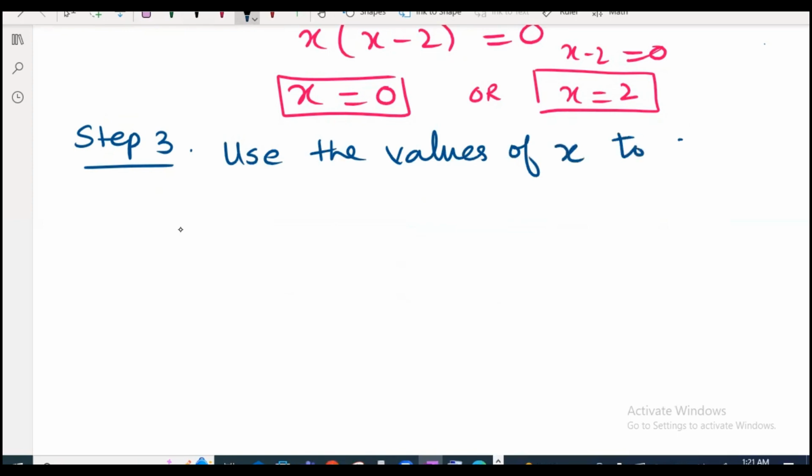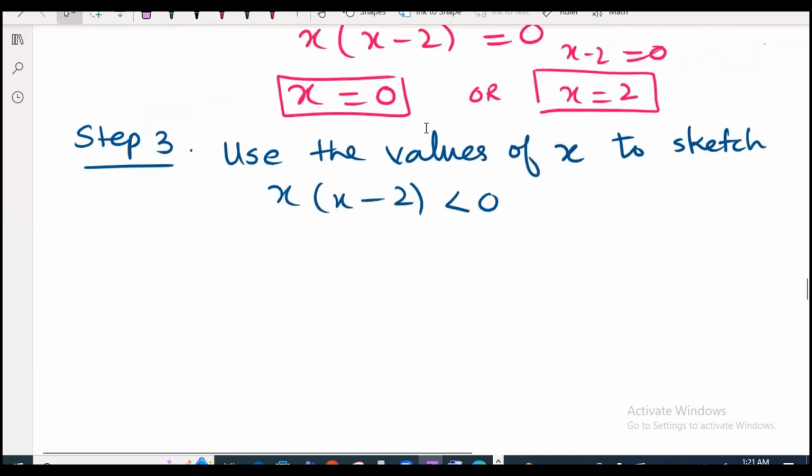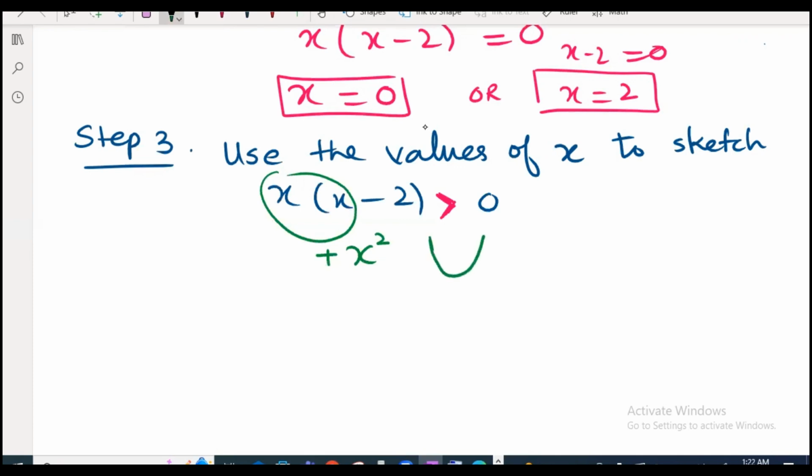to sketch x times x minus 2 less than 0. Sorry, it is x times x minus 2 greater than 0 here. And be careful, this is changed. Now, to sketch this, first you should know if the coefficient of x squared is positive, your sketch will be this type of parabola.